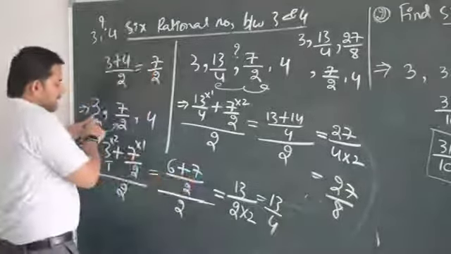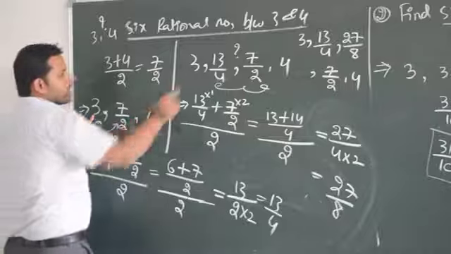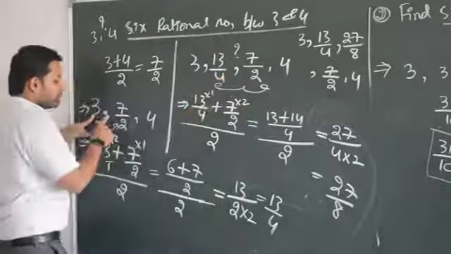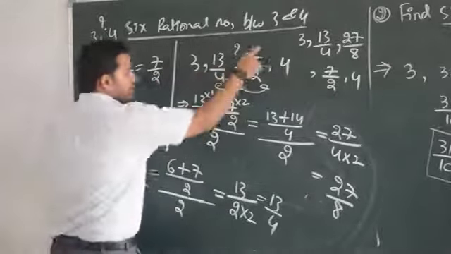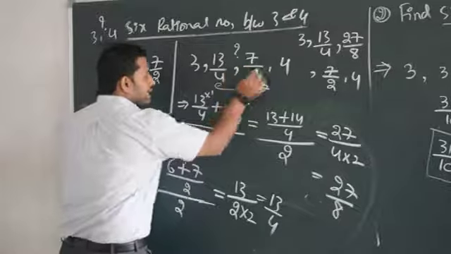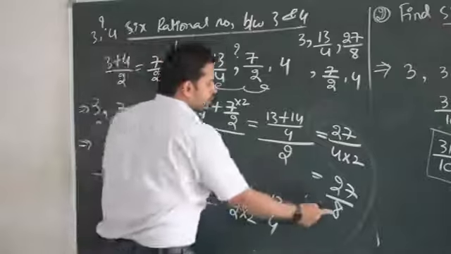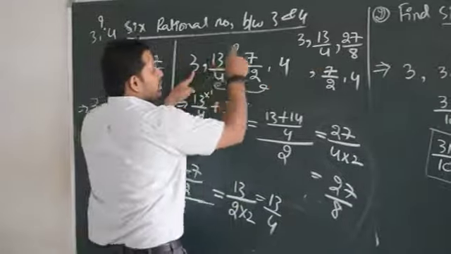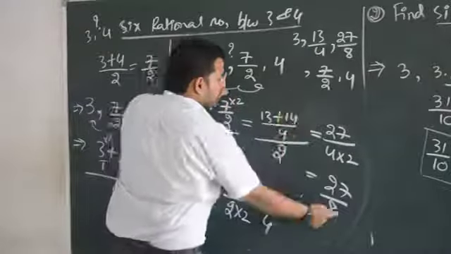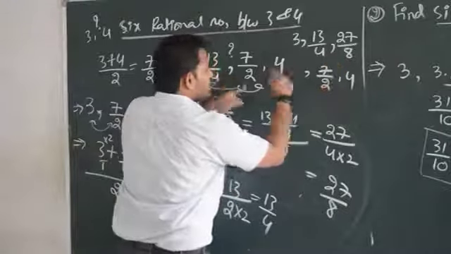Then I write, not 3, directly 7 by 2. I am going to write 13 by 4 because this is the number between these two. 13 by 4, then 7 by 2, then 4. Then again between them, if I want to find out, add them and divide by 2. I got something like 27 by 8. That's why I'm writing 3, 13 by 4, 27 by 8, 7 by 2, 4.